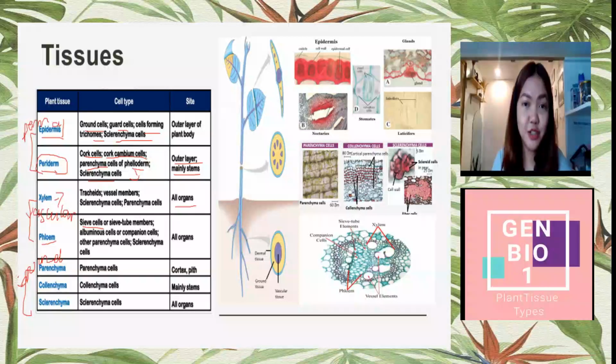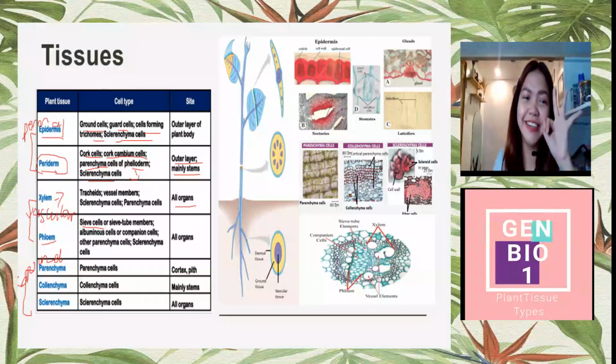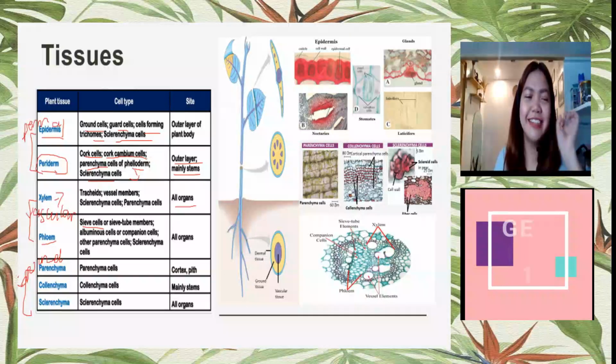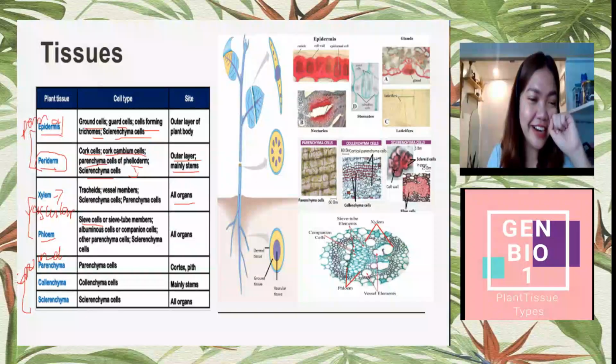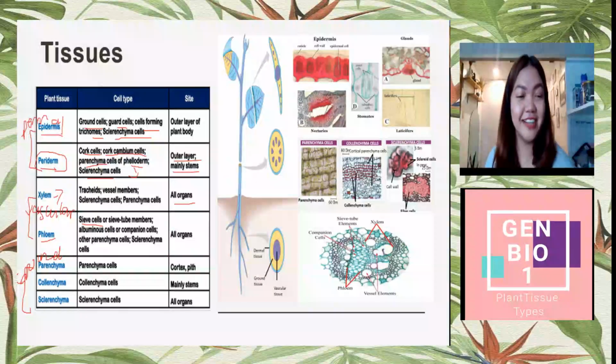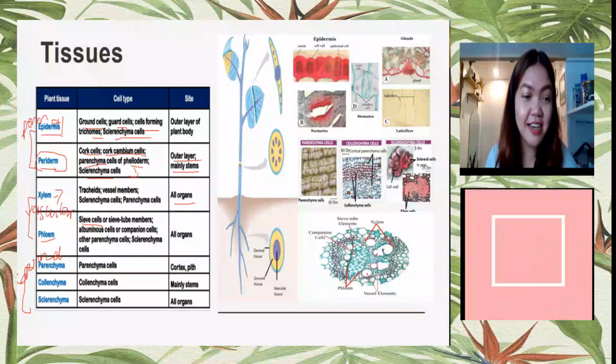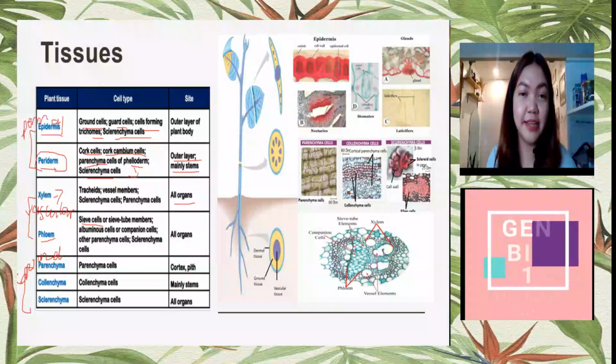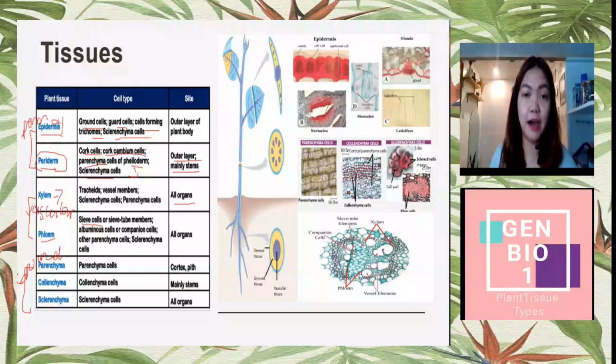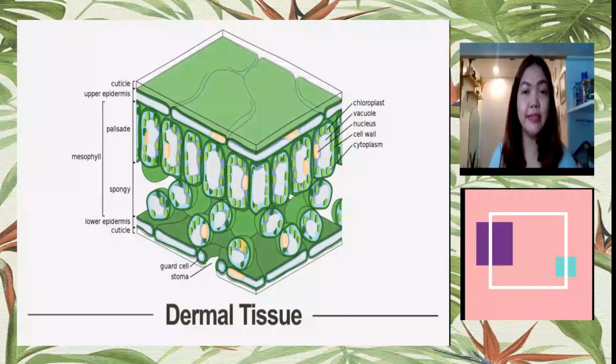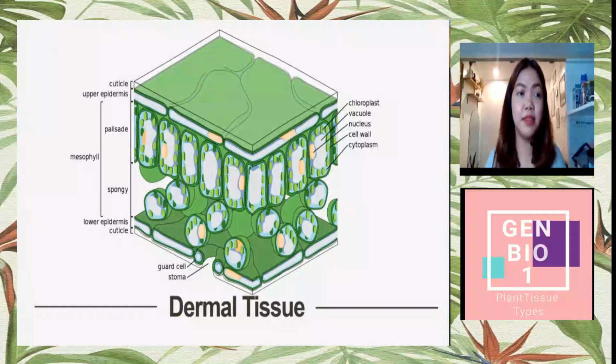So for the ground tissue, we just have three: your parenchyma, collenchyma, and sclerenchyma. They're really fun to pronounce. Okay, so your parenchyma includes your parenchyma cells, collenchyma cells, and sclerenchyma cells. Your parenchyma cells can be found in your cortex or pith, collenchyma cells mainly in stems, and sclerenchyma can be found in all organs. So let's discuss them individually.